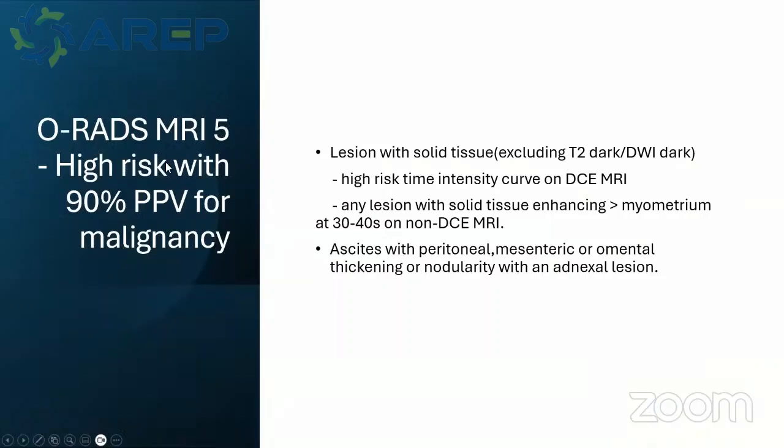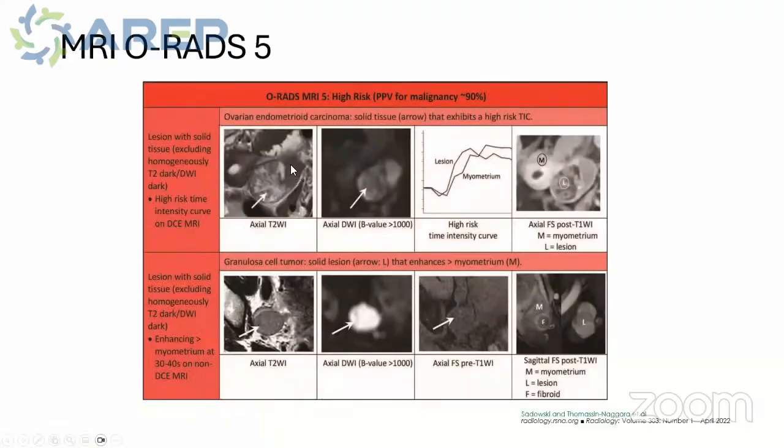And O-RADS MRI category 5, these are high-risk lesions with 90% positive predictive value for malignancy and have high-risk features like a high-risk time intensity curve, and any lesion on a non-DCE MRI with solid tissue enhancing more than the myometrium, and associated findings of ascites, peritoneal, mesenteric, or omental thickening and nodularity in the presence of an adnexal lesion. So here we have a heterogeneous signal intensity T2 lesion with heterogeneous diffusion restriction and a high-risk time intensity curve. An additional example on a non-DCE MRI, where the enhancement of the lesion is more than the myometrium.